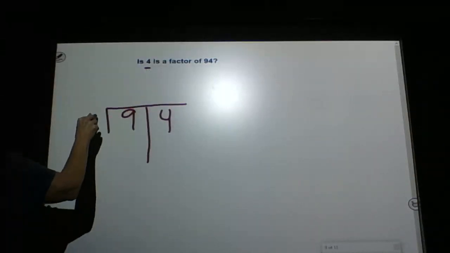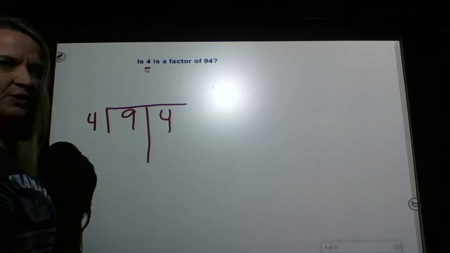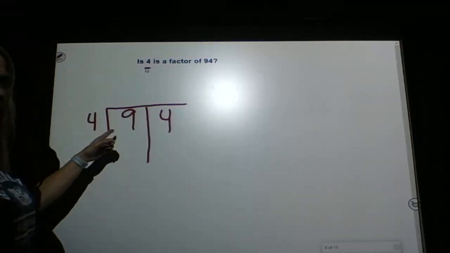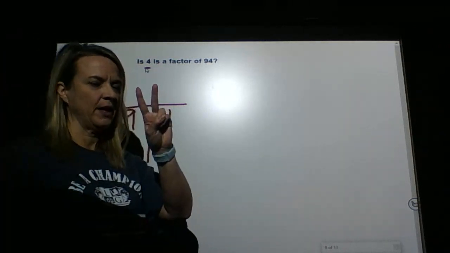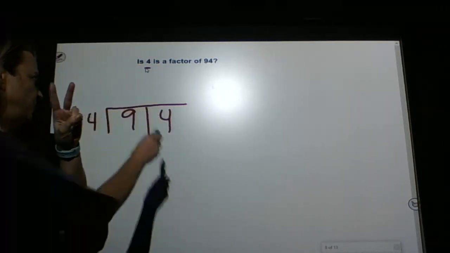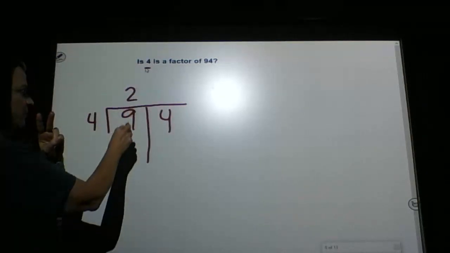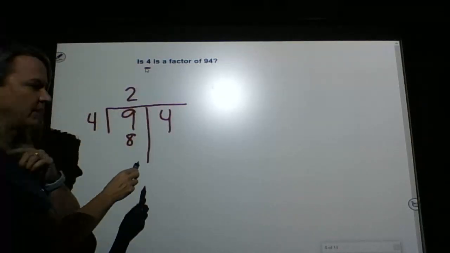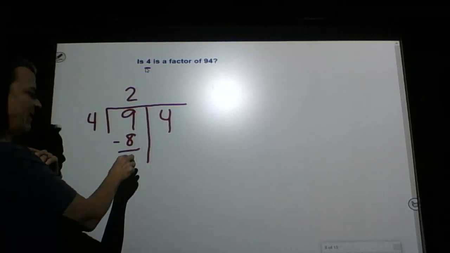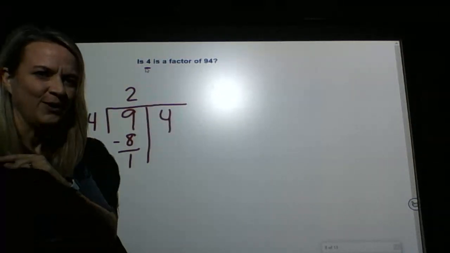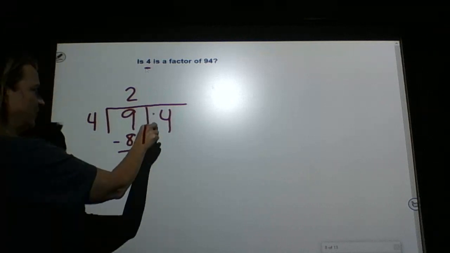The star of the show this time is 4. You guys should know the steps. We skip count by 4 till we get to 9. 4, 8, can't go any higher than that. What's on your fingers? 2. 4 times 2 is 8, because that's what we said out loud when we were skip counting. Then you subtract. 9 minus 8 is 1. I just told you the answer. All right, then we're going to kick this over.